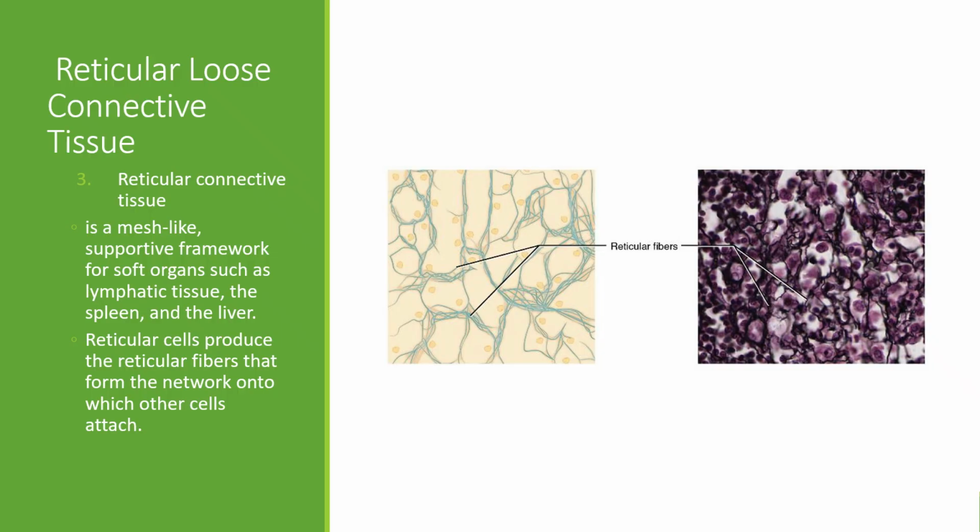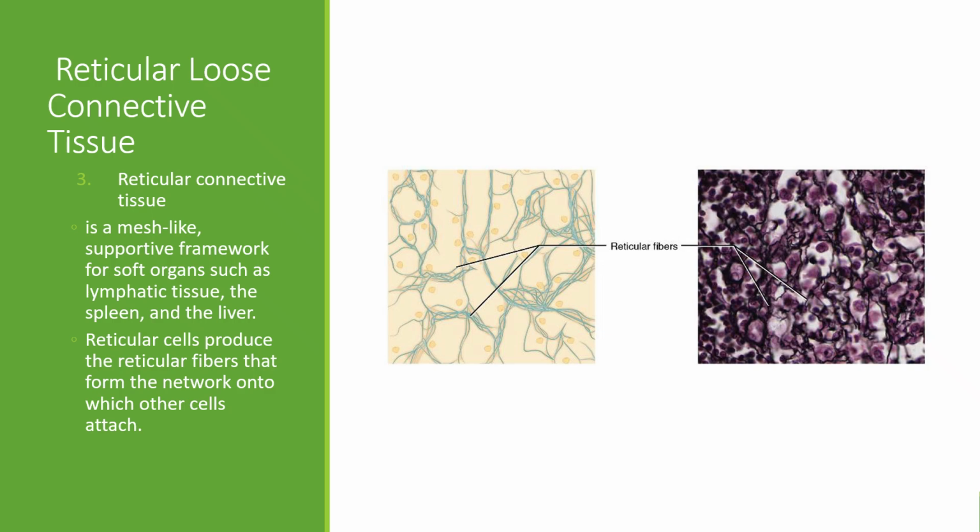Our last type of loose connective tissue that we look at is called reticular. It is a mesh-like supportive framework for soft organs like the lymphatic tissue, the spleen, and the liver. It's a very wiggly jiggly type of tissue. It's not firm at all. Reticular cells produce the reticular fibers that form the network onto which these cells attach. And so you can see what it looks like.